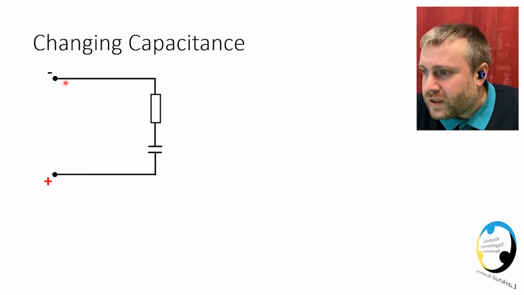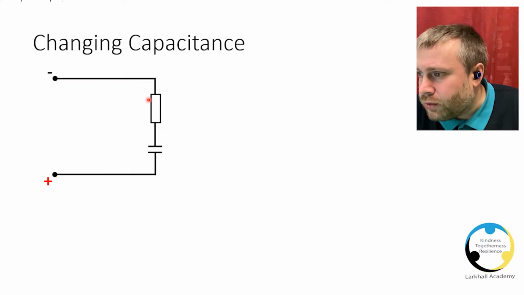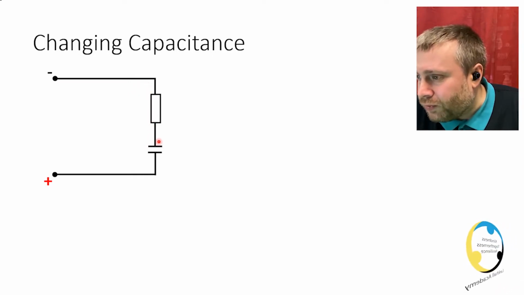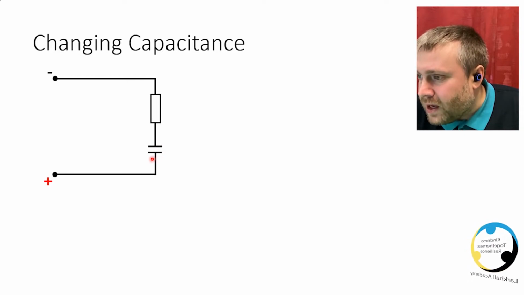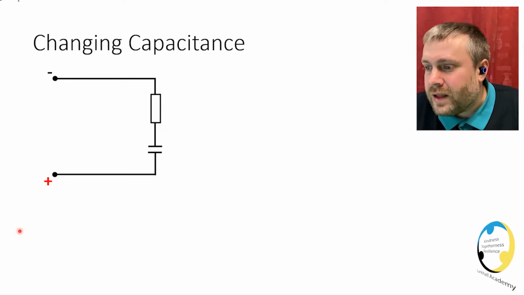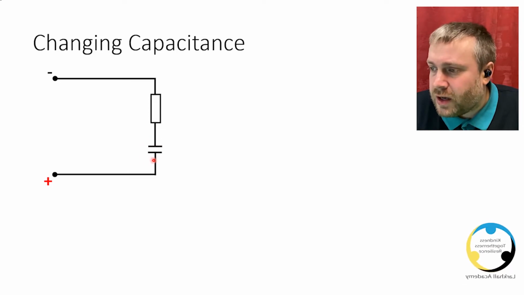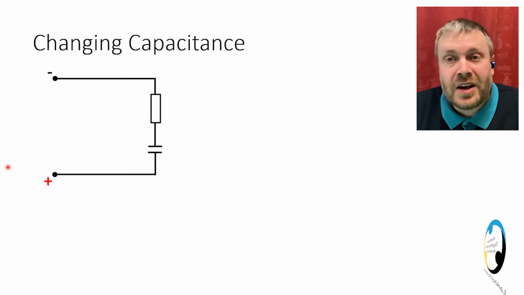We have our negative charges, our electrons, flowing along here, through our resistor, and building up on this plate of the capacitor. On this side we have electrons leaving this plate and flowing back along here to the positive terminal. So we end up with a build-up of negative charge here and a build-up of positive charge here.